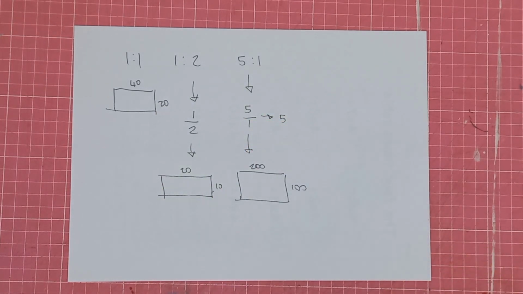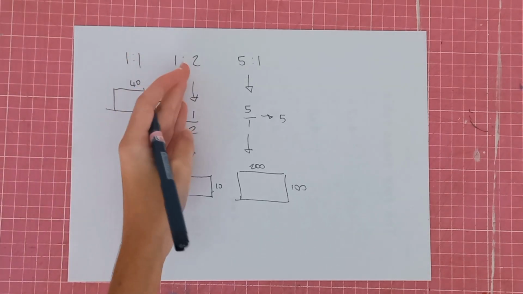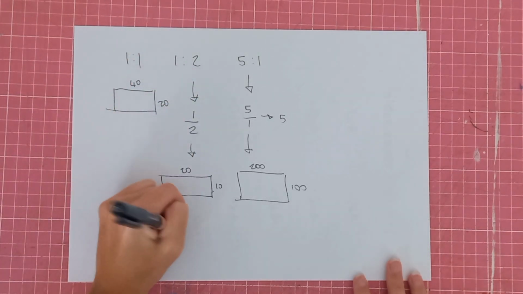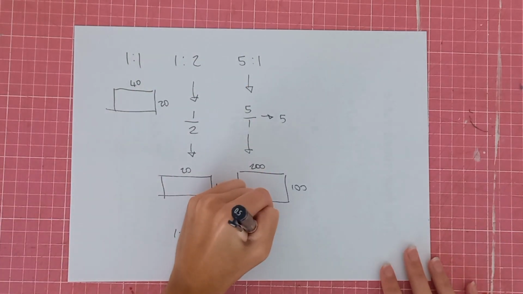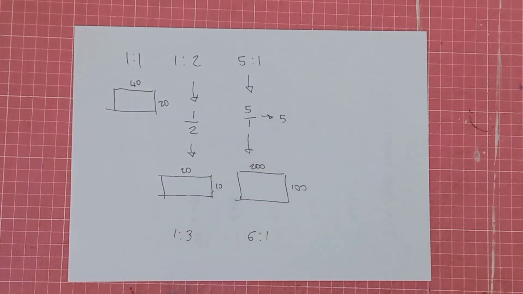All right, so same size, you divide by whatever measurements given. So if you're given 1 over 3, it means divide by 3. If you're given, I don't know, 6 over 1, times by 6, right? Easiest way I can explain it to you. That's all you need to know. Scales are very easy.